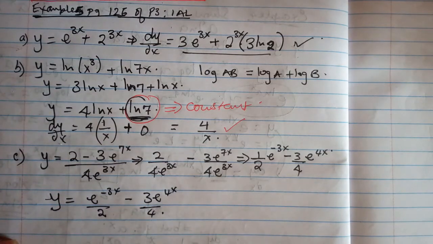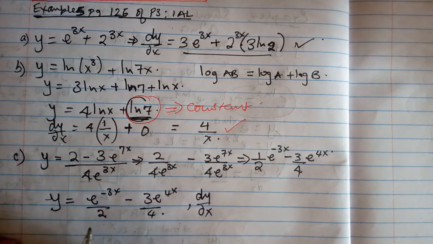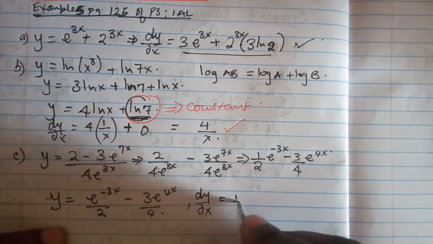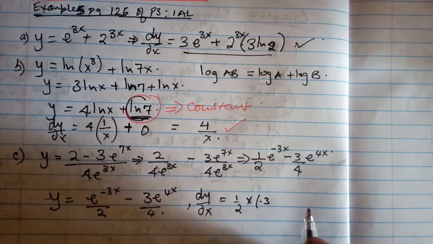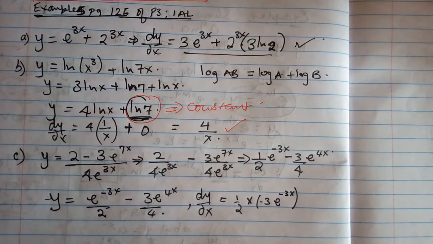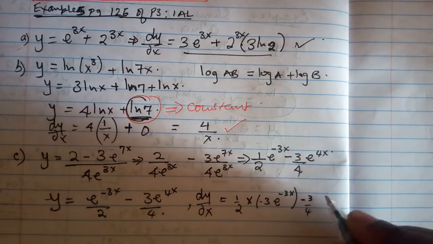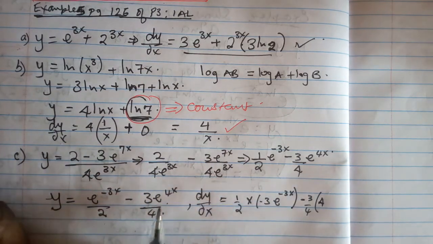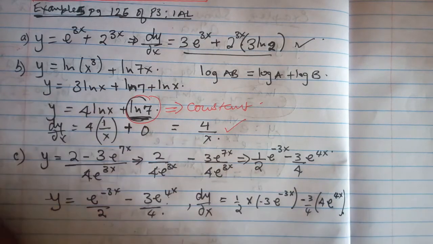That is exactly what we are having. And now the dy/dx of this: the constant is a half, so we have a half multiplied by a negative k, which is minus 3, and the differential of this e is e raised to the power minus kx, which is 3x. What about the other one? The constant is still 3 over 4, so minus 3 over 4 multiplied by 4, because these constants come over there. There's a constant k here, k multiplies out, and then we remain with e raised to power 4x, the same thing that we had.